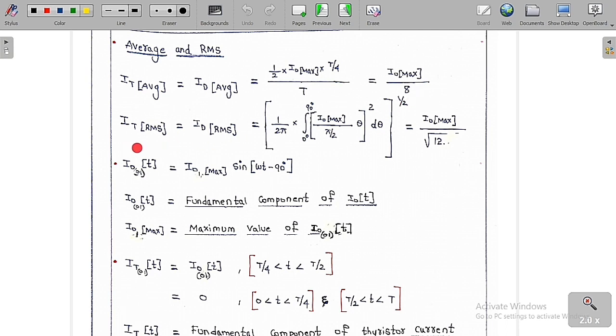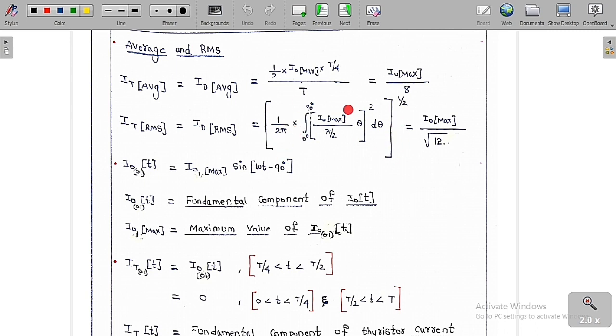Whereas if you want to find the RMS value of the switch current or the diode current, we have to do it like this: under root of 1 by 2 pi into the integration from 0 degree to pi by 2, or 90 degree. This is a straight line, so we get the slope. The slope is nothing but y-axis by x-axis, which is I naught max by pi by 2, because we are in terms of pi angle. So I naught max by pi by 2 into theta, whole square, d theta.